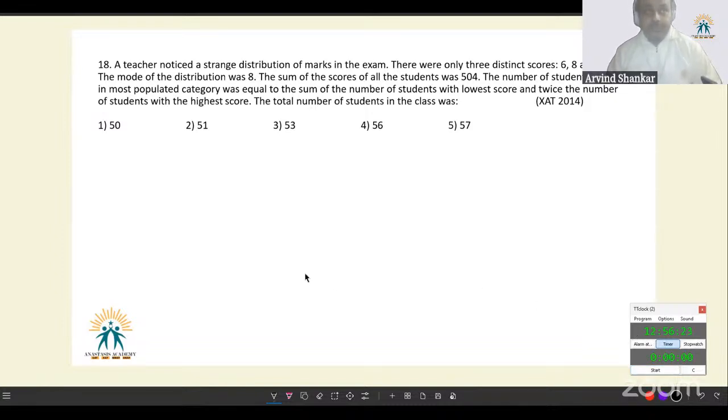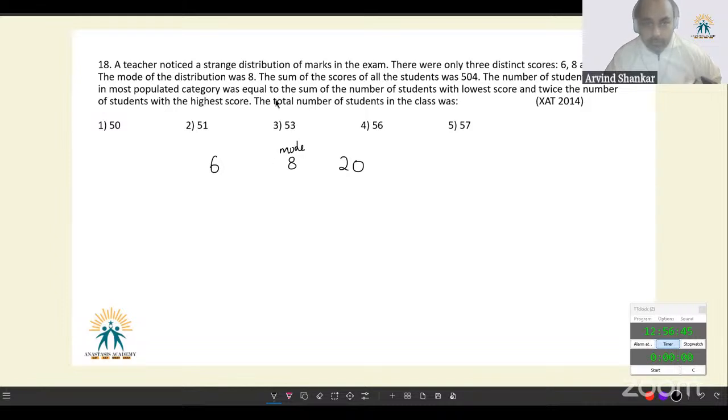This is one of those questions in which you end up with just one equation, yet an answer can be obtained. Let's see how that works. A teacher noticed a strange distribution of marks in the exam. There are only 3 distinct scores, 6, 8, and 20. Some people got 6, some people got 8, some people got 20. The mode of the distribution was 8.